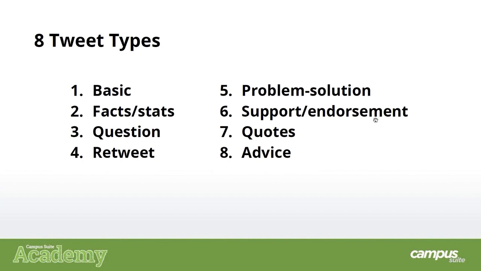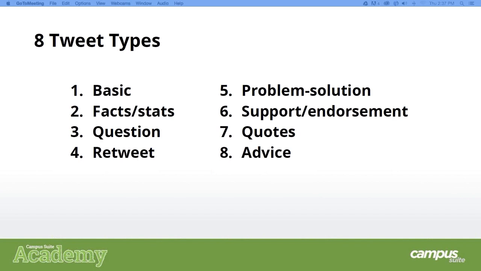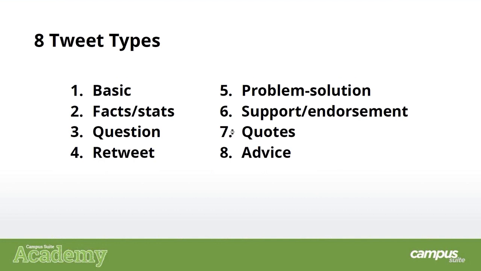In addition, there are some other tweet types. You've got the problem solution, the support or endorsement, quotes, and advice. On the advice one, consider, for example, a checklist for the perfect homework space. Do you have a good homework space at home? Is it comfortable? A good chair? Is the lighting good? That type of thing. Just give them some advice. Another one might be, see this URL for mobile apps that can block your teen from texting behind the wheel. So don't be afraid to offer up advice as a way to get content out.